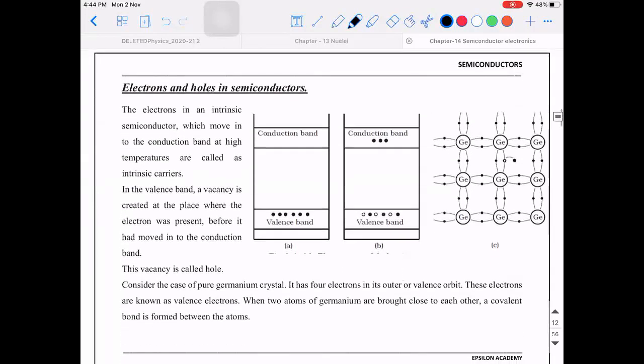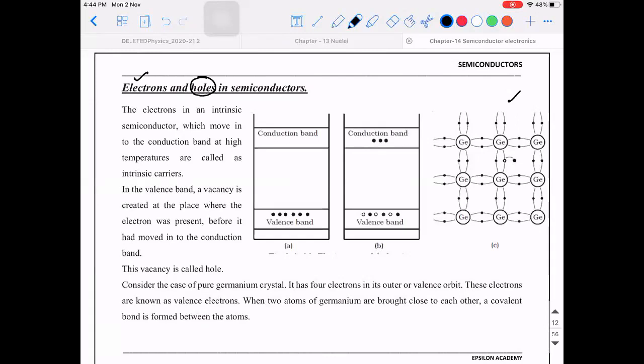Whereas when you talk about a semiconductor, you have electrons and you have something called holes. Now try to understand this. Germanium is one of the semiconductors, like silicon. If you take it from the periodic table and write the number of electrons in each orbit, it is observed that it has 4 valence electrons.